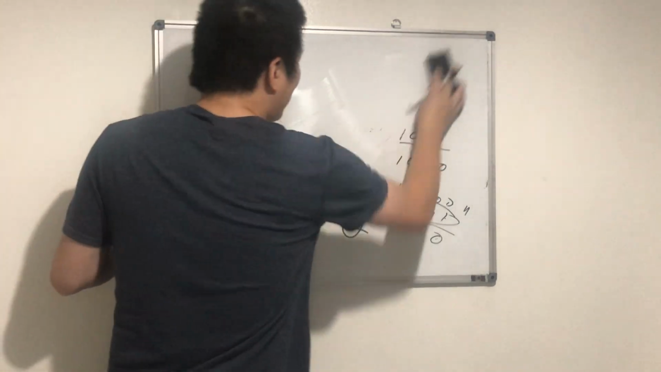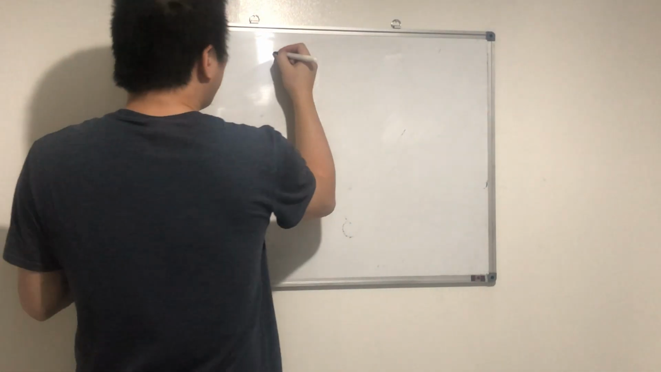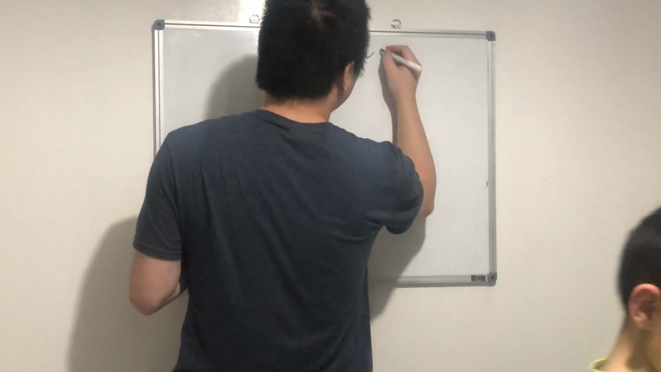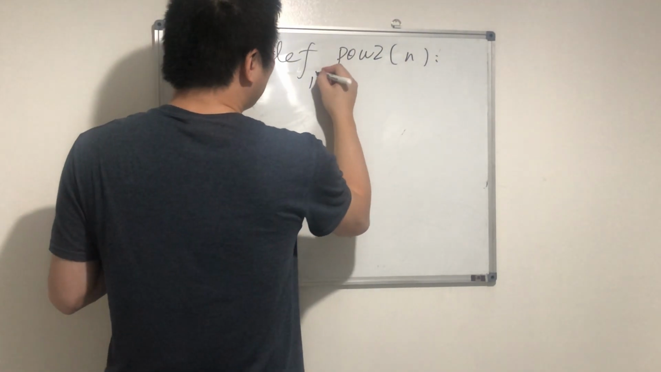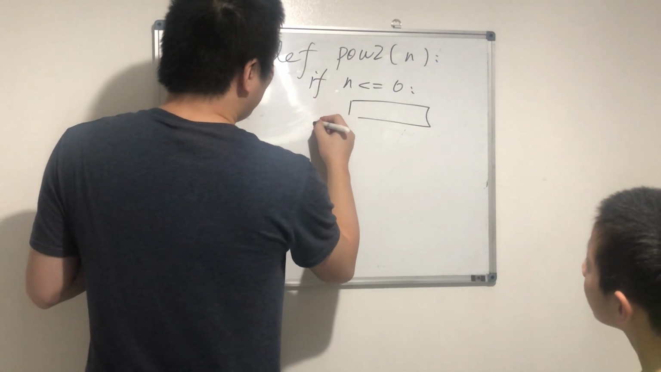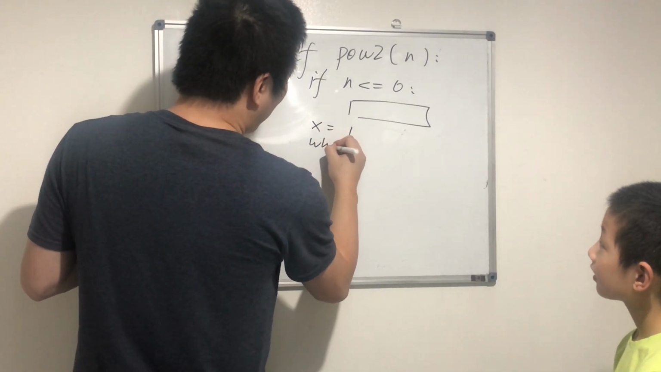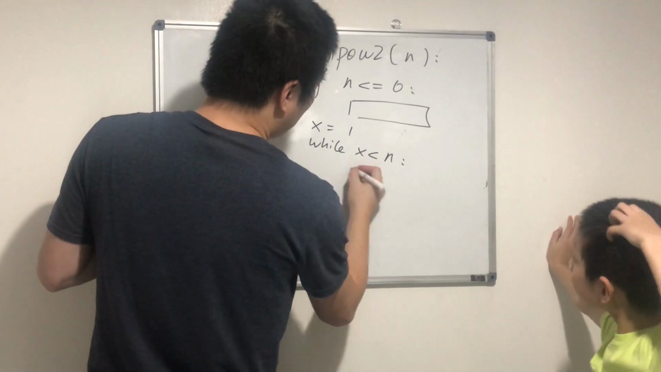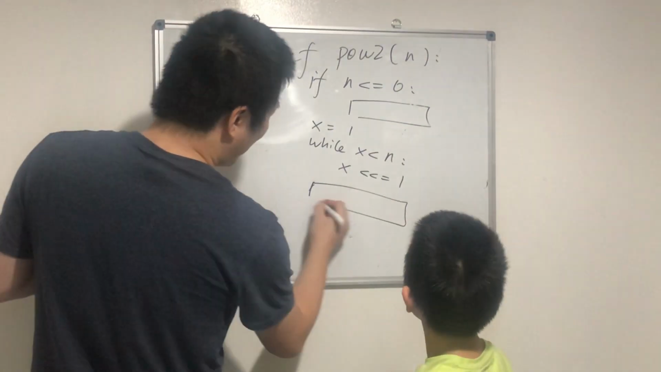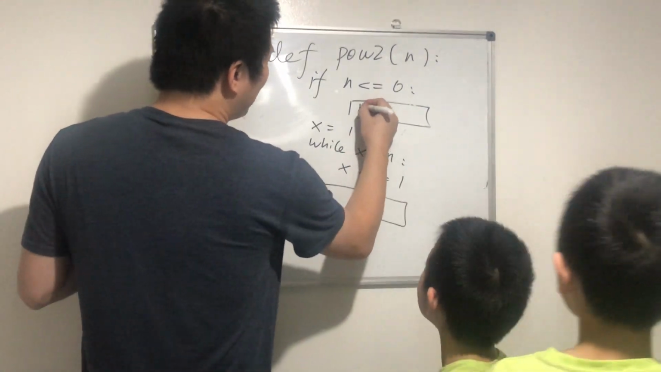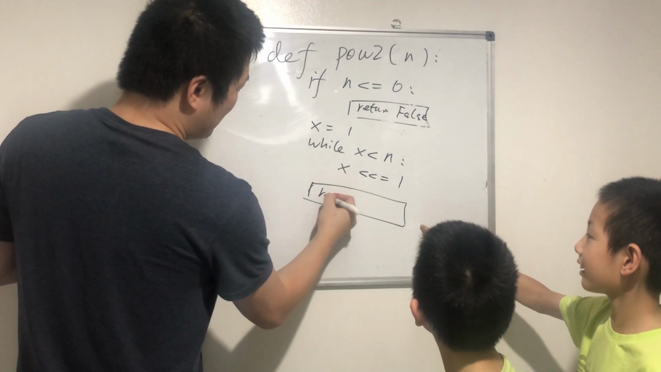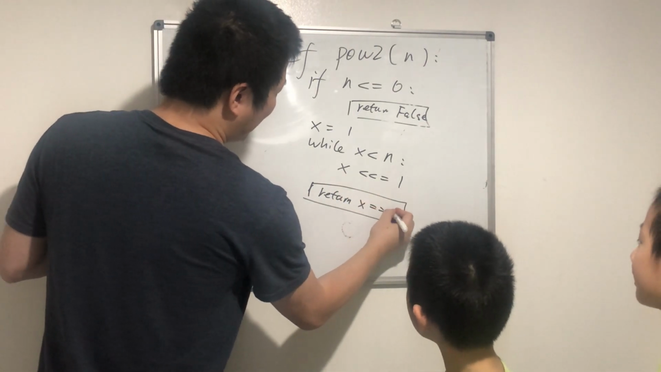Okay, so how about I write the problem and then you tell me, one by one. Who wants to go first? What do we do? Check the power of 2. If n is smaller than or equal to 0, return false. And then x equals 1, while x is smaller than n, x equals x times 2. Then return x equals n. We're done.